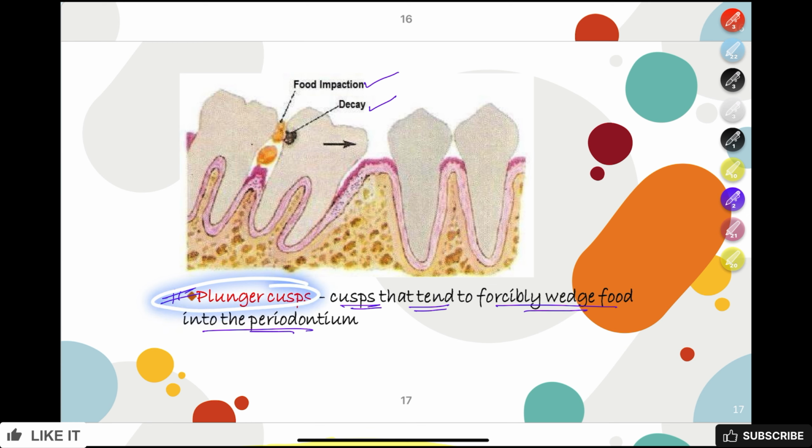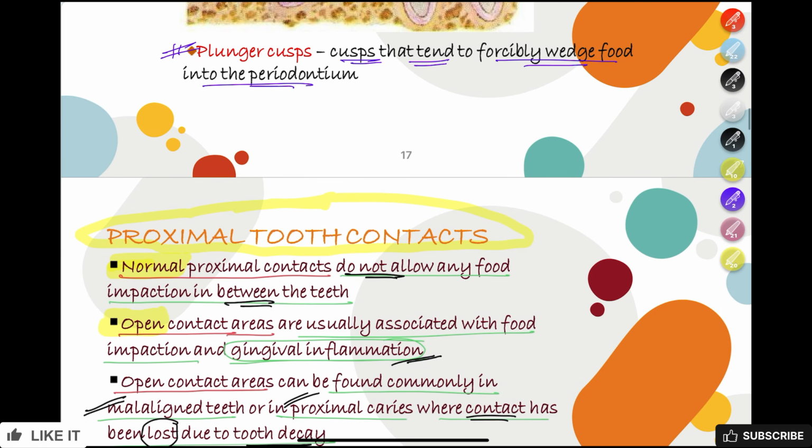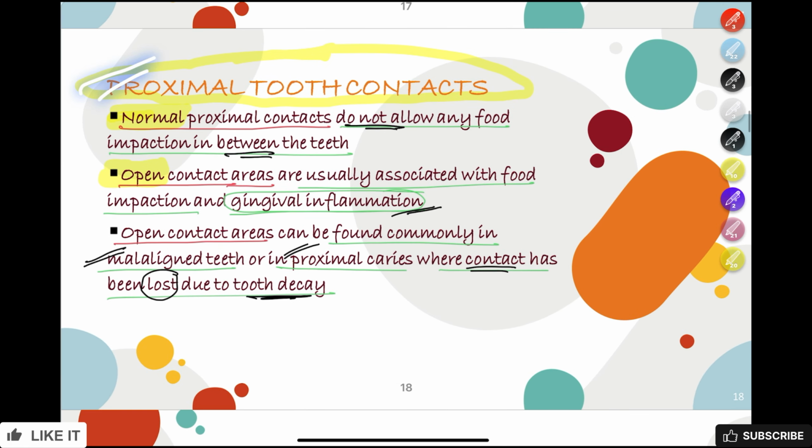Plunger cusp is one of the important terms. It is a cusp that tends to forcibly wedge food into the periodontium. Here imagine there is a cusp which is forcibly pushing the food into the periodontium. So this cusp will be known as a plunger cusp. Next is the proximal tooth contact. There are mainly two types of tooth contact: normal proximal contact or open contact areas. Normal proximal contact does not allow any food impaction in between the teeth. So this is a tooth and this is the other tooth.